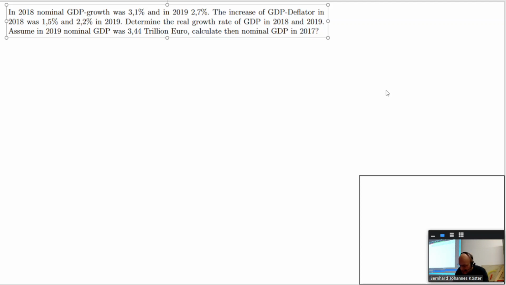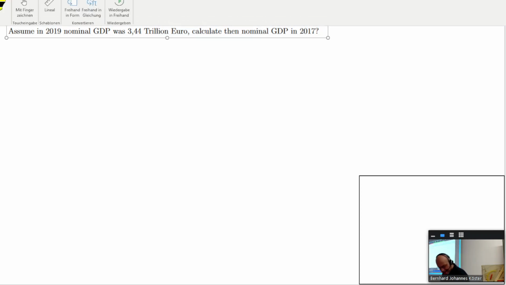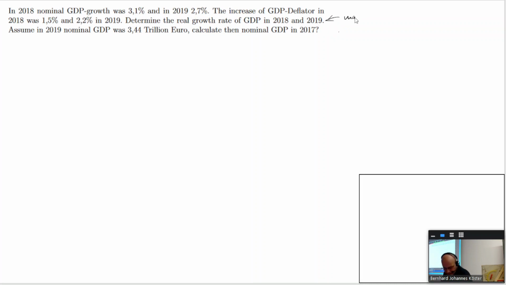In 2018, nominal GDP growth was 3.1%, in 2019, 2.7%. The increase of the GDP deflator, so the overall price level, in 2018 was 1.5% and 2.2% in 2019. Determine the real growth rate of GDP in 2018 and 2019. Well, and here I should add: mathematically exact.